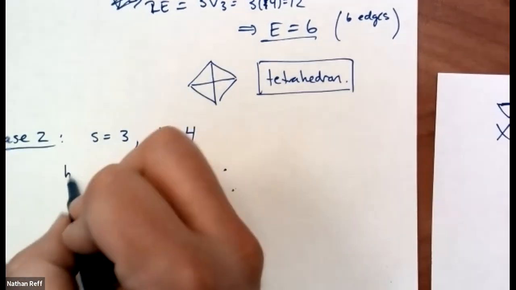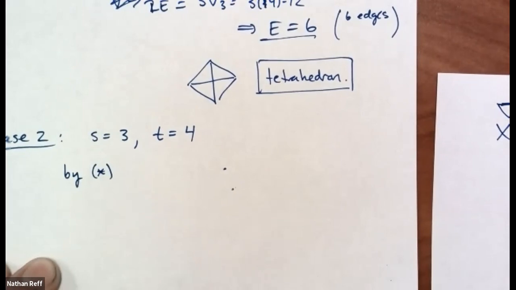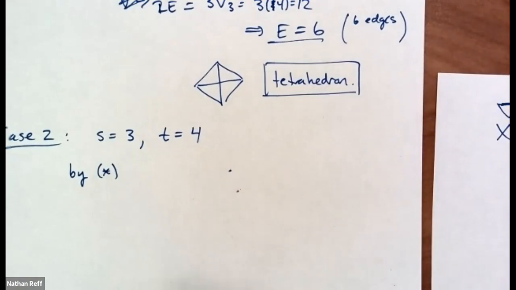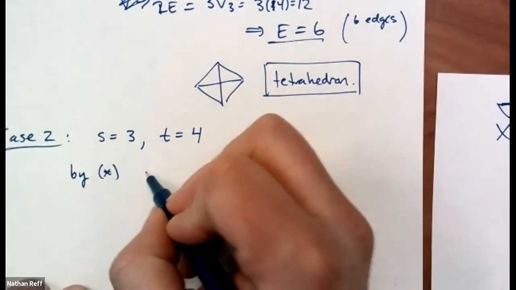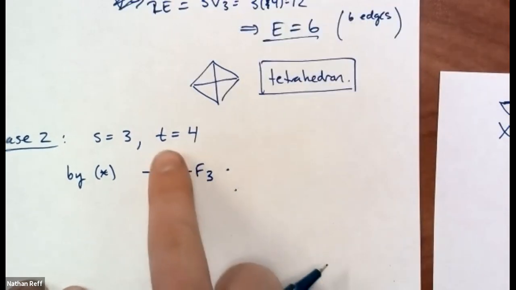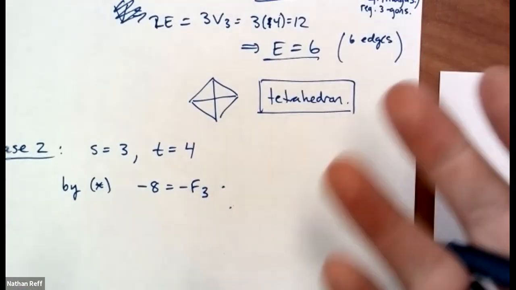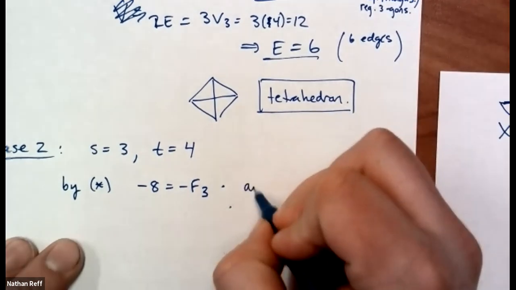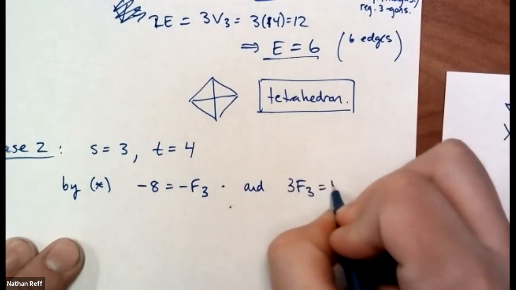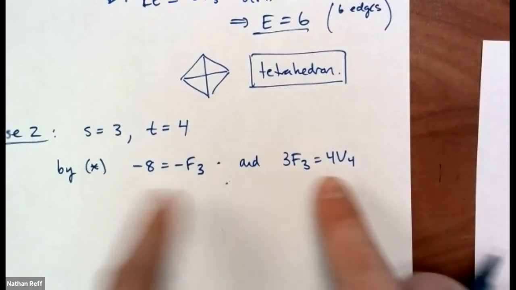Again, by star, I don't know if we want to actually solve all these. Maybe we'll skip some steps. Is that okay? Maybe I'll tell you what the 2 equations are, and then I'll just spoil the solution, because you guys know how to do all this. So by star, you would get -8 is equal to -f3. The reason is if you plug in t equals 4, that term is going to be 0, because it was t minus 4. And the second equation from the 2e thing is 3f3 is equal to 4v4. So now you have 2 equations, 2 unknowns.